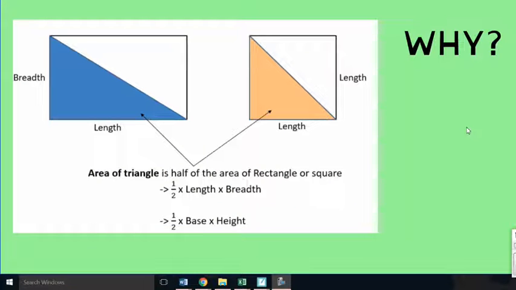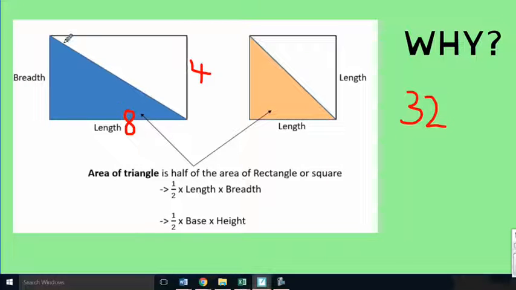So this is why we follow that rule. The area of a triangle, the blue part here, is simply half of the area of a rectangle or a square. And we know how to work out the area of these things. So for example, let's say that this length was 8 and the height of the rectangle was 4. If you were to work out the whole rectangle, you know that you do 8 multiplied by 4, which is 32.